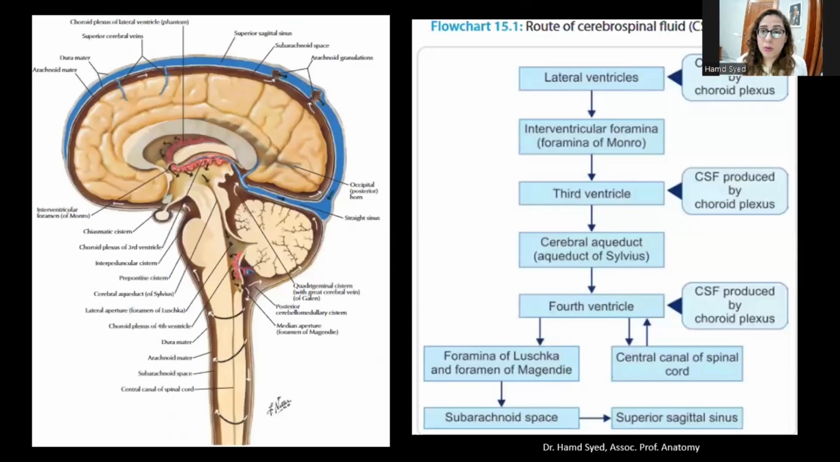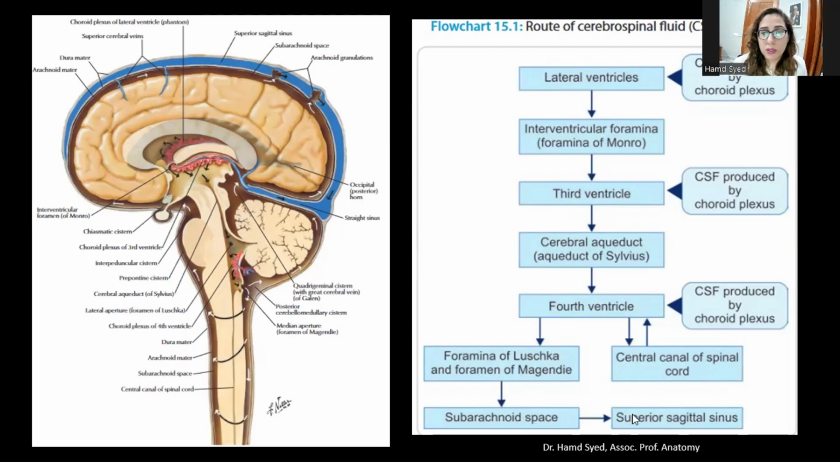Here is a basic layout. It is going to help us understand that CSF is produced, we know, by the choroid plexus. The choroid plexuses are in the lateral ventricles, also in the third ventricle, as well as in the fourth ventricle. So the direction of flow of CSF is from the lateral ventricles through the foramen of Monro into the third ventricle, then through the aqueduct of Sylvius into the fourth ventricle. And from the fourth ventricle, remember the CSF is also going to enter the central canal of the spinal cord and come back from there. And also it will go through the foramina of Luschka and Magendie into the subarachnoid space.